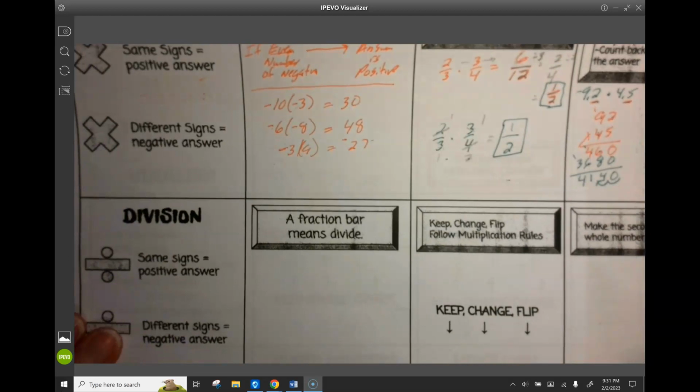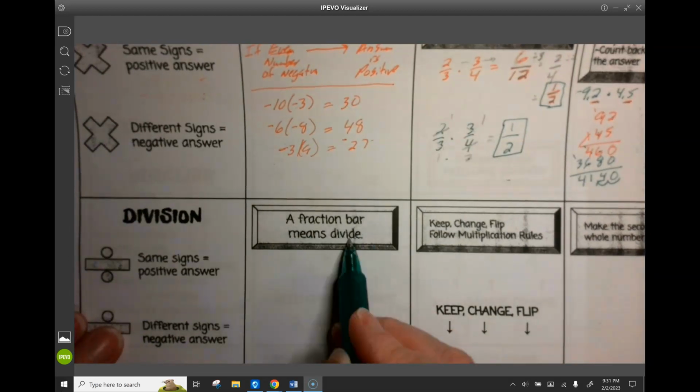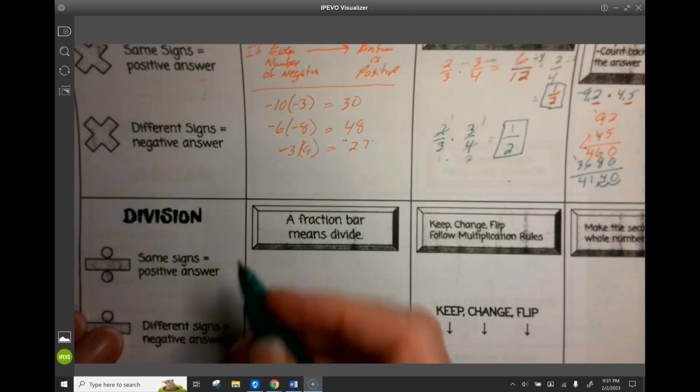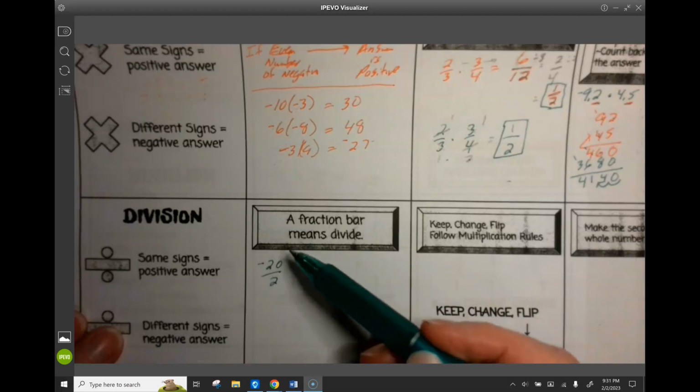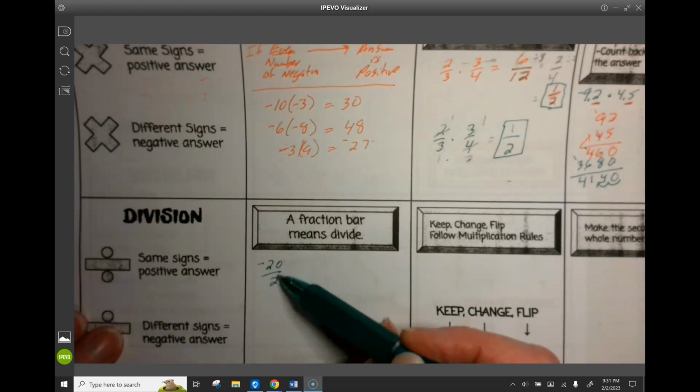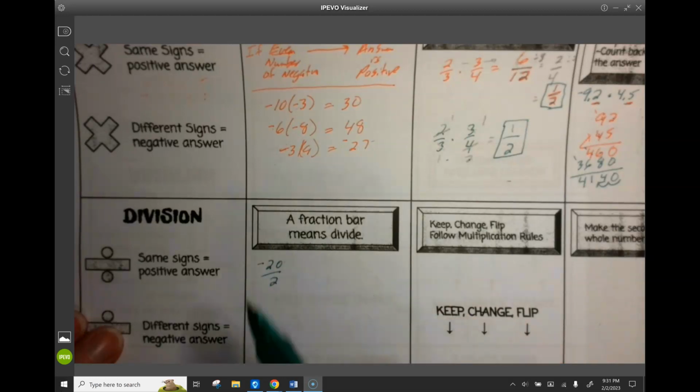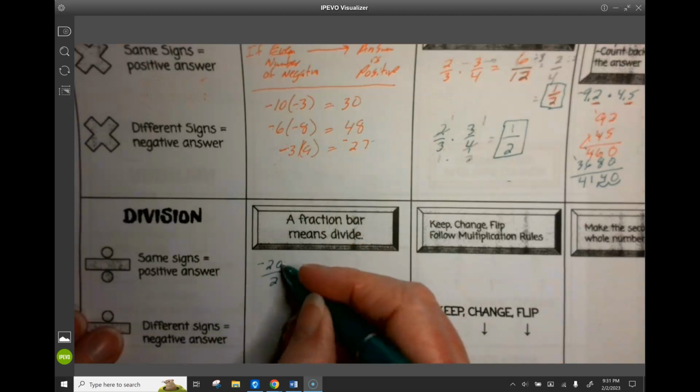Not as easy, okay, a lot of times. Couple things we want to remember is the fraction bar means division. So if I have negative 20 divided by 2, okay, did you hear how I read that? That's negative 20 divided by 2. So I'm going to divide. I'm going to take 20 divided by 2.